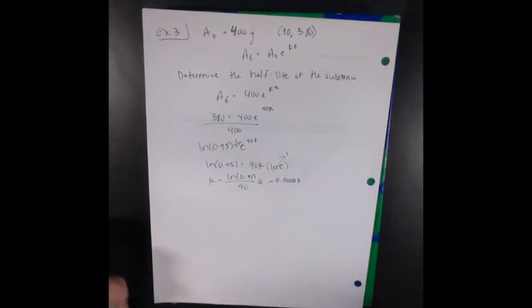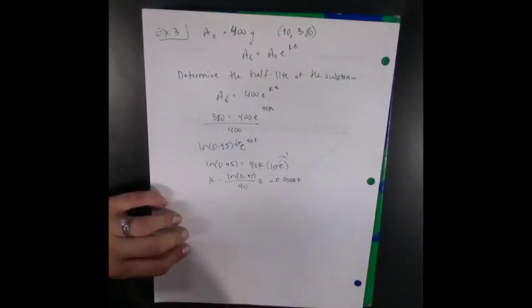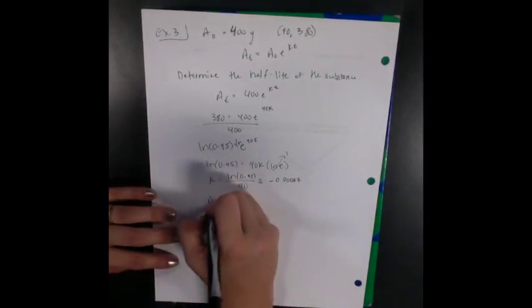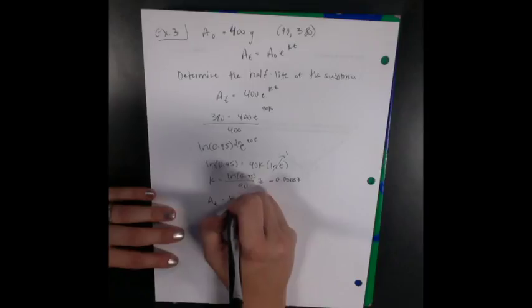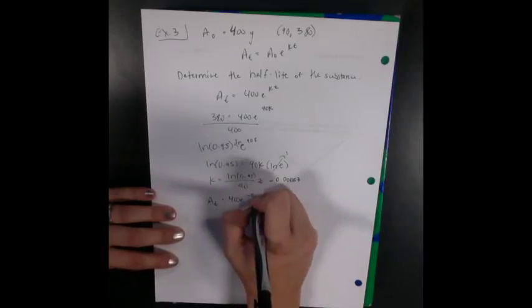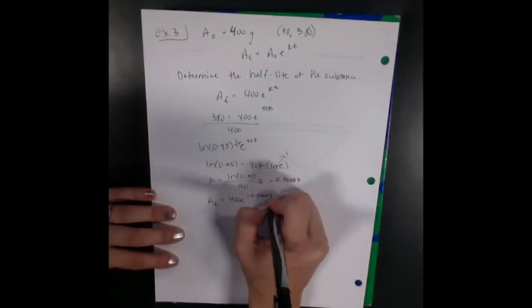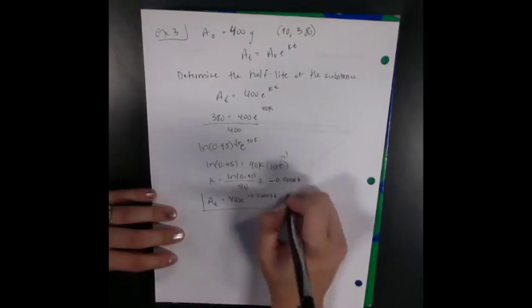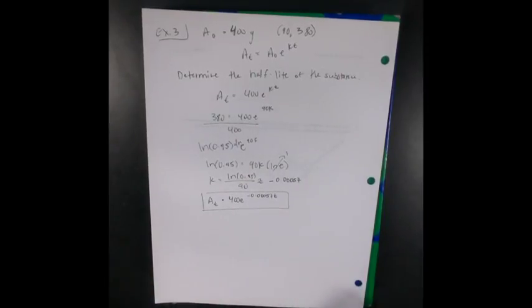Back to this problem. K is negative when we have exponential decay. So when I plug it into my formula, I will have 400 e to the negative 0.00057 t. That's my formula.